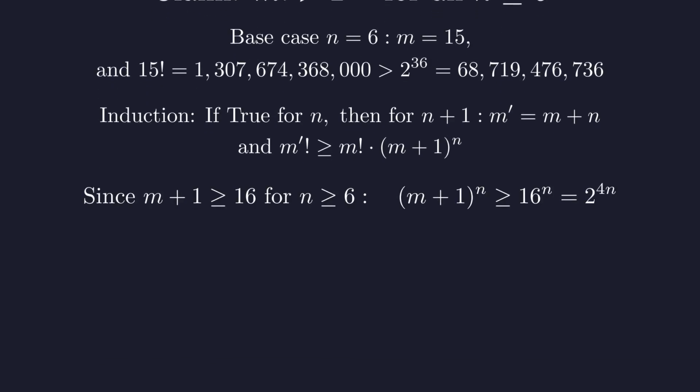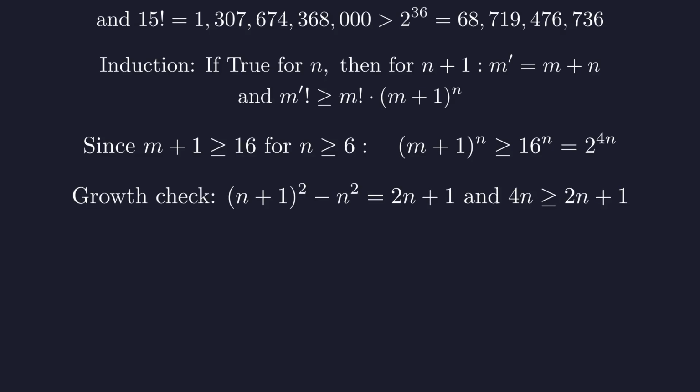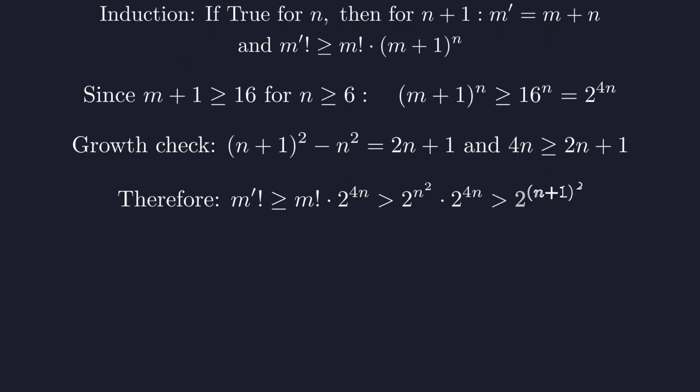Since m plus 1 is greater than or equal to 16 for our range of n, we can show that the growth factor is at least 2 to the power of 4n. This growth factor of 2 to the power of 4n is more than enough to cover the increase from 2 to the n squared to 2 to the n plus 1 squared, which is only 2n plus 1 in the exponent. Putting it all together, the inequality holds for n plus 1 if it holds for n. The induction is therefore complete, and our key claim is proven.